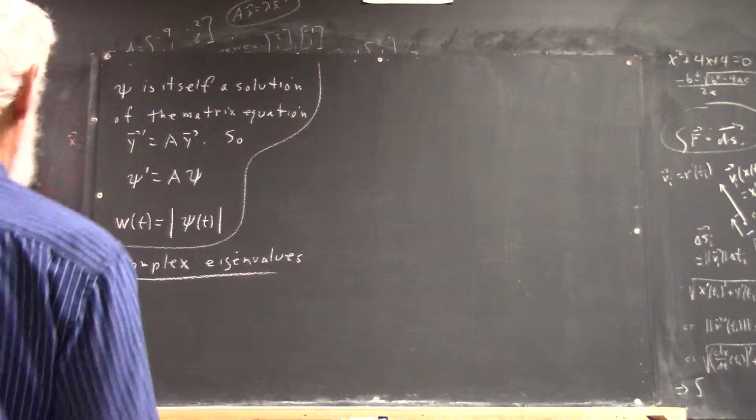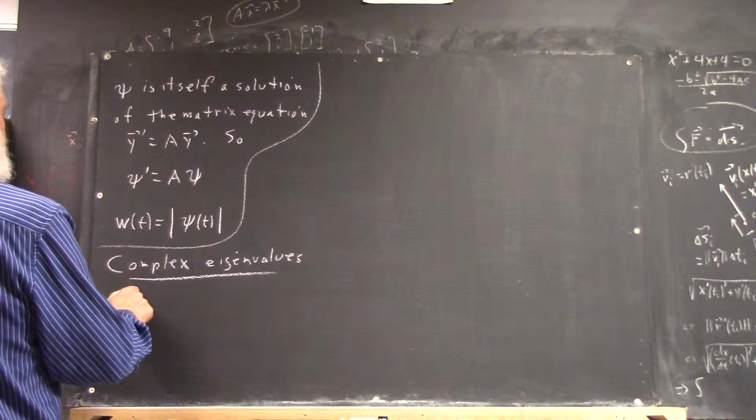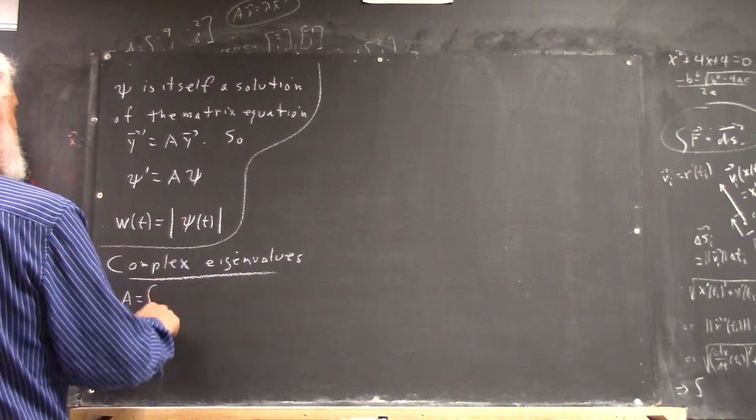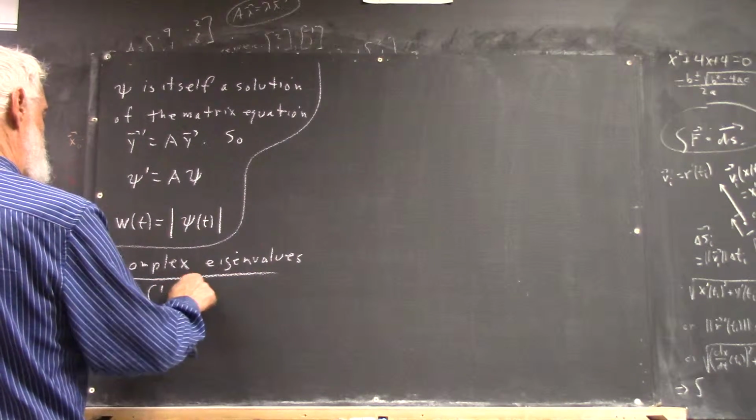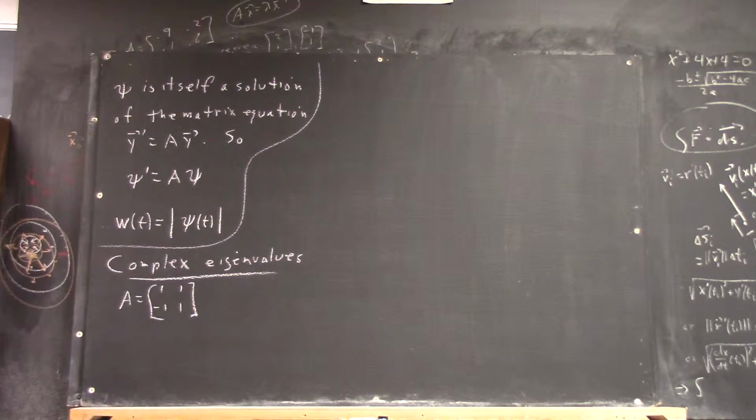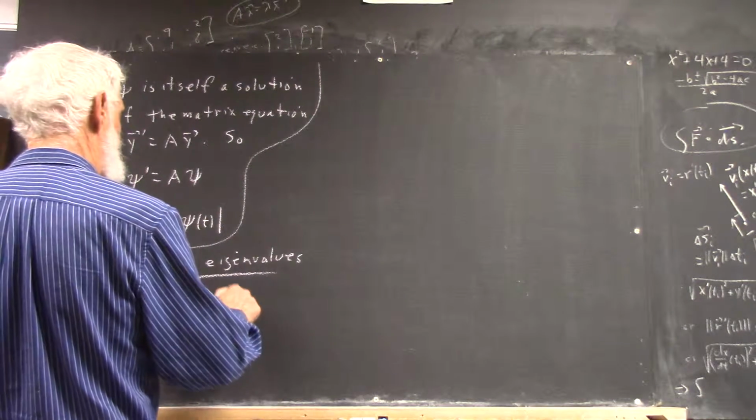Okay, complex eigenvalues. This matrix is going to give us complex eigenvalues. And of course, we know our equation is.